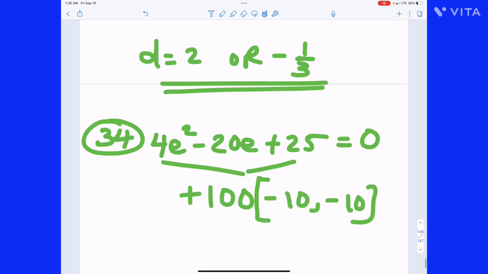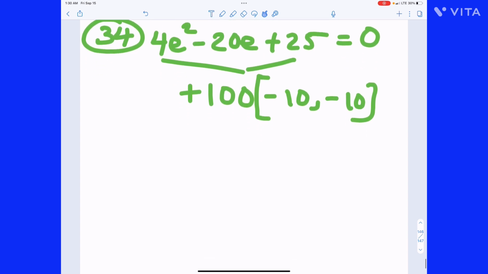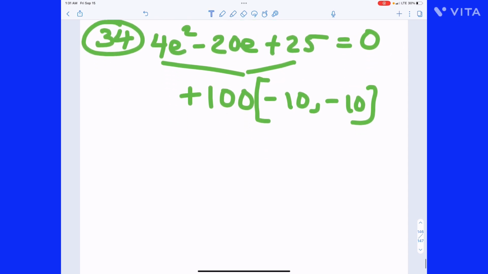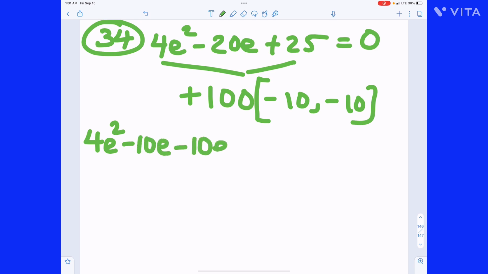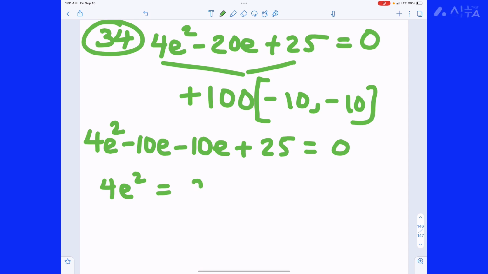Minus 10 minus 10 will give you minus 20, and minus 10 times minus 10 will give you plus 100. So those factors are correct. I'm supposed to write this as 4e squared minus 10e minus 10e plus 25 is 0.